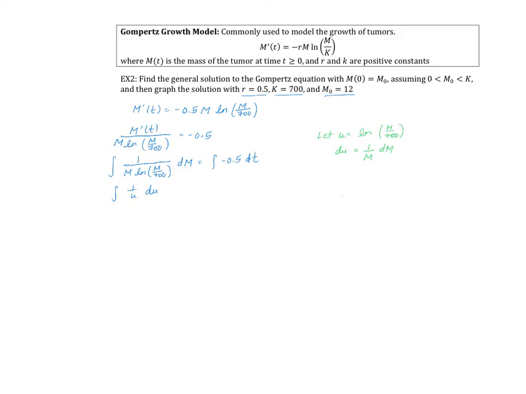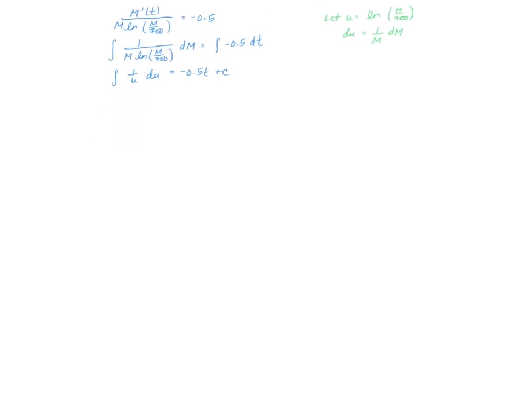On the left-hand side. And on the right-hand side, it's going to be negative 0.5t plus the constant c. One over u is the natural log of the absolute value of u, but why don't I just go ahead and substitute back in for u: the natural log of m over 700, in absolute values, equal to negative 0.5t plus c.